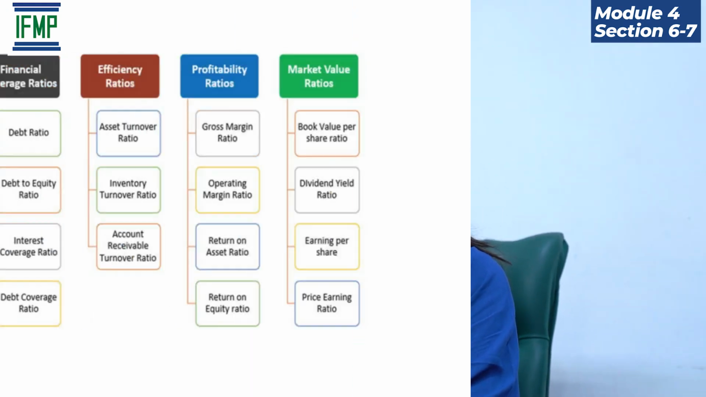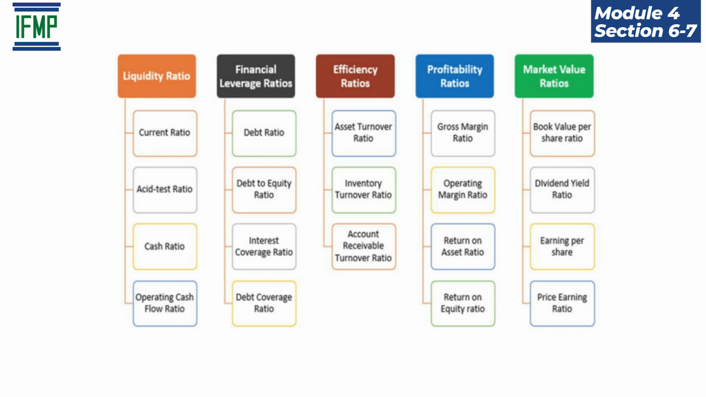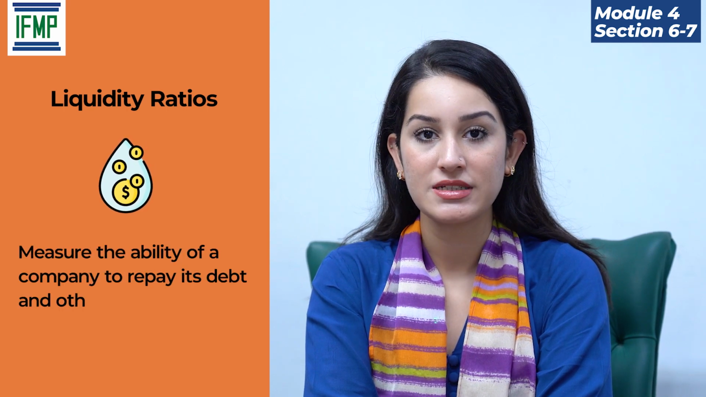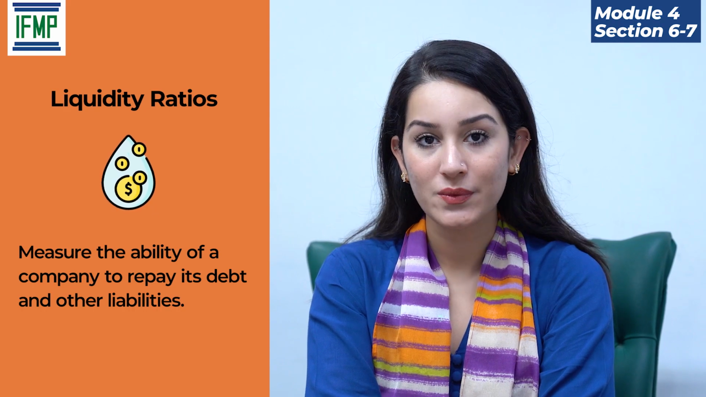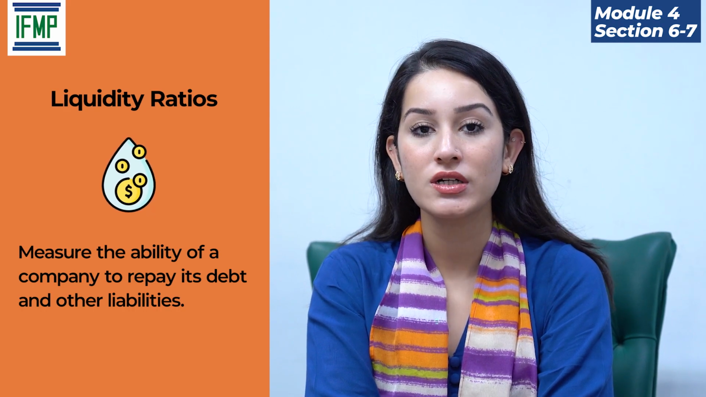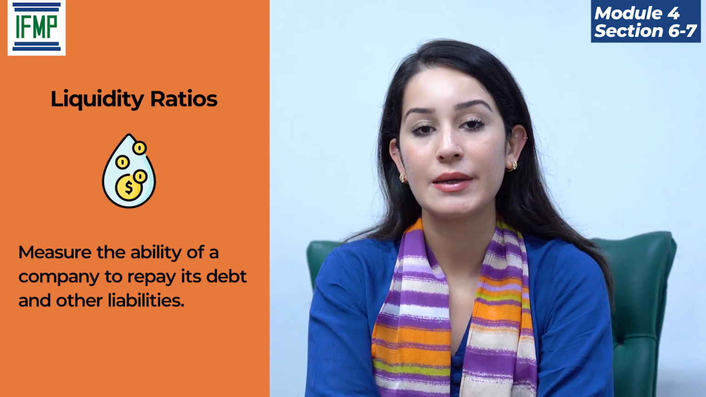Today, we are going to discuss Module 4, Section 6 and 7, where we will talk about financial ratios and the concept of ESG. Financial ratios help us understand the health and performance of a company. Let's start with the liquidity ratio. The liquidity ratio measures the ability of a company to repay its debt and other liabilities. If a company has a poor liquidity ratio, that means it will likely struggle to repay its debt and other working capital liabilities.